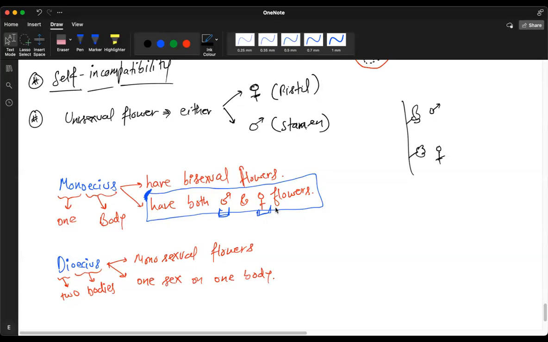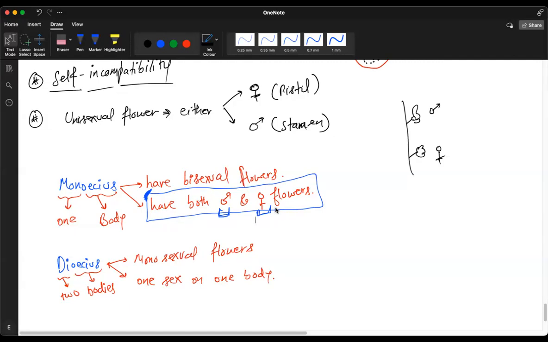In fact, there are plants like castor and maize. Castor and maize are monoecious species having monosexual flowers. Castor and maize have monoecious bodies and they have monosexual flowers. Okay, let's move forward from this. This was a little convoluted, so I thought we'd spend some time here.